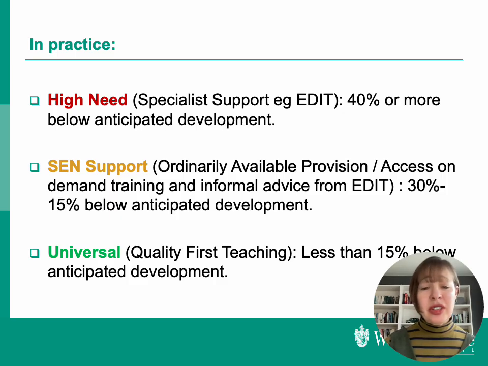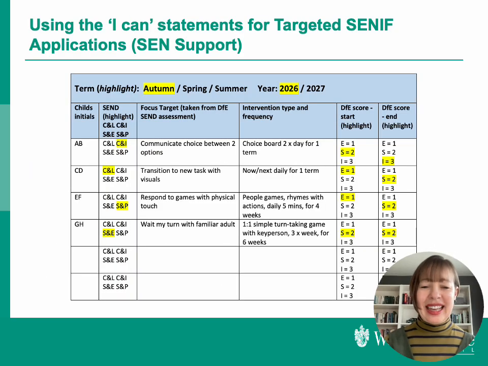And a child who's just within normal limits, coming out at universal and needing your usual quality first teaching, is less than 15% below anticipated development. Thinking about our Westmarks SEN inclusion funding, we're suggesting that if a child is coming out at SEN support, or perhaps a group of children are coming out at SEN support level on their DfE assessments, that you would apply for targeted SEN inclusion funding.